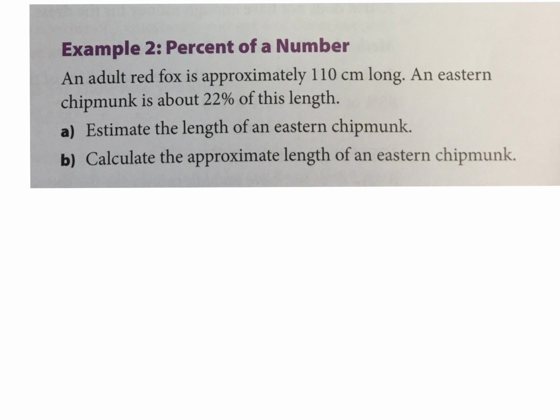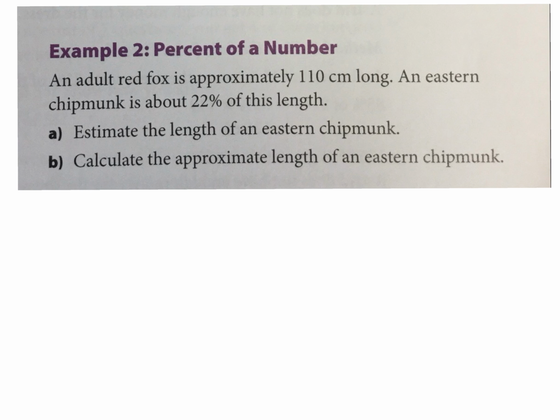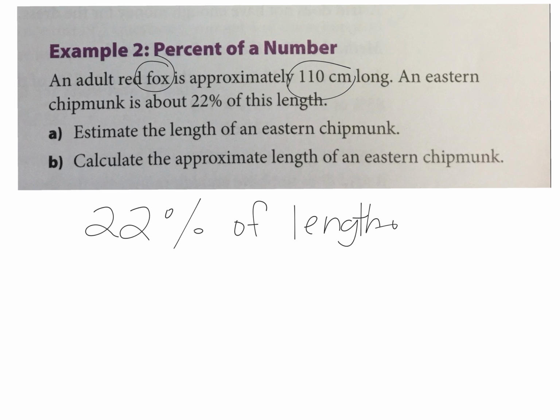Okay, so there's a red fox, an adult red fox. The fox is approximately 110 centimeters long, and there's a chipmunk that is 22% of the fox. So the chipmunk is 22% of the length of the red fox. If the chipmunk is only 22% of his length, is the chipmunk smaller or bigger?